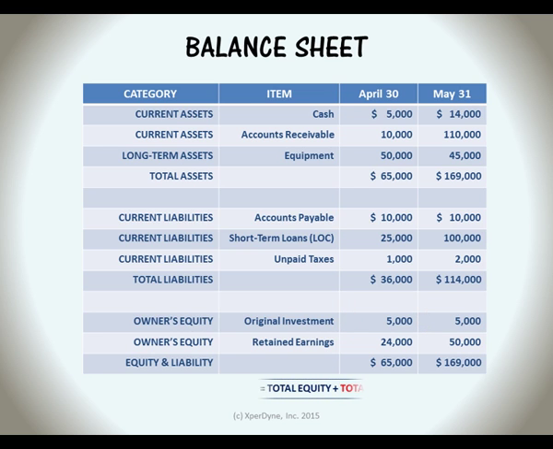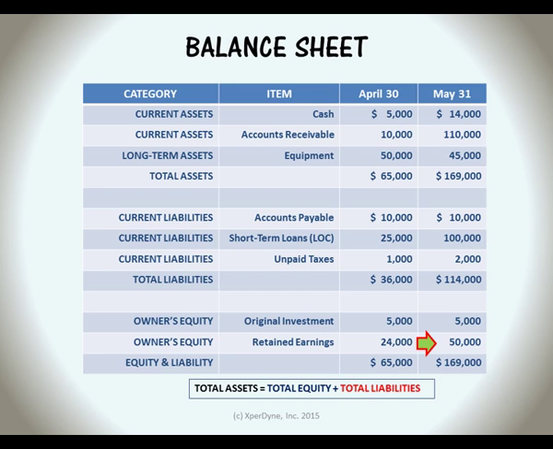By convention, total assets must always equal equity plus liability, so equity is calculated by subtracting liabilities from assets. For May, we subtract $114,000 from $169,000, leaving $55,000. Since the owner's original investment is included in total equity, we subtract $5,000, leaving $50,000 in retained earnings.